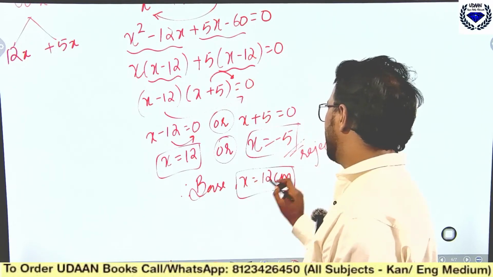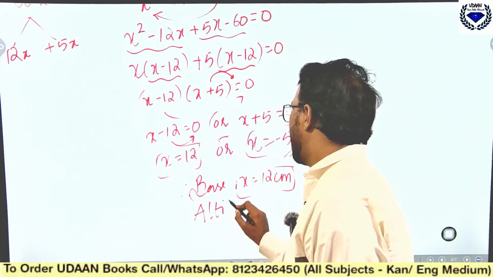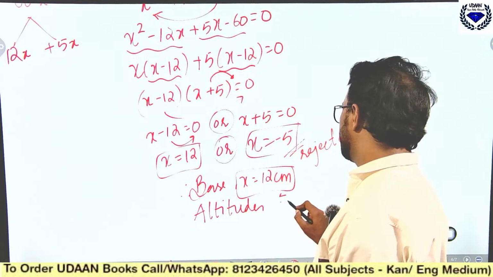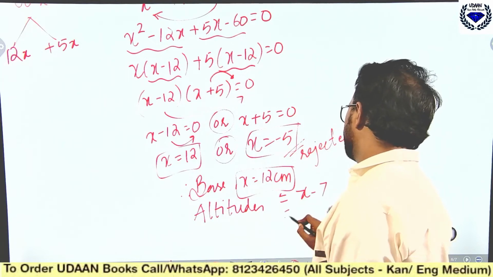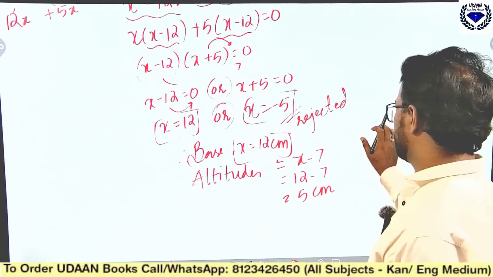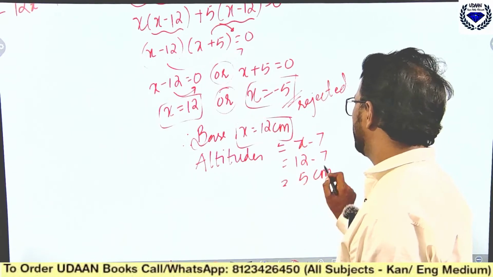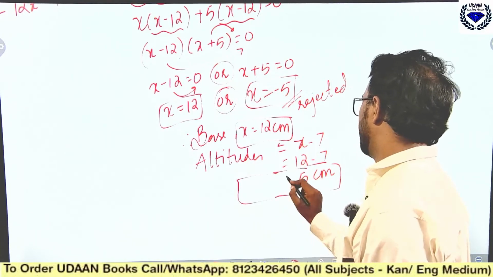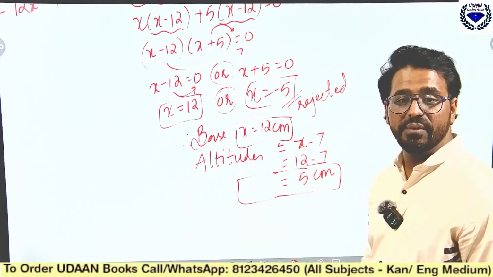But you should find the altitude also. What is altitude? Altitude is 7 less than base. Altitude is x minus 7. So 12 minus 7 is how much? It is 5 centimeter. So like this you should be able to solve this one. I hope you got this one. So like this you should be able to solve.